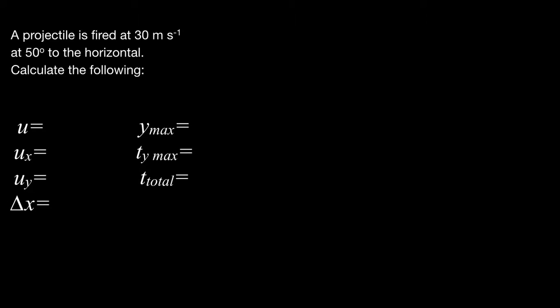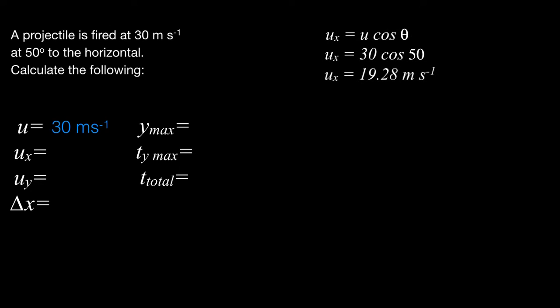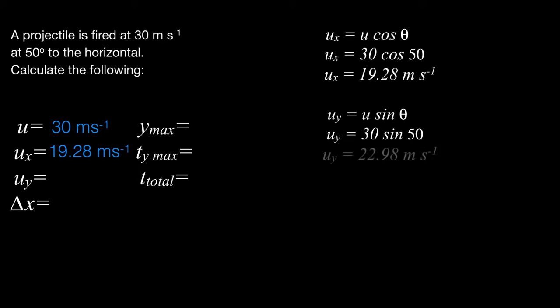A projectile is fired at 30 meters per second at 50 degrees to the horizontal. Calculate the following. We're given the initial velocity u of 30 meters per second. So firstly, in this case, determine the initial vertical and horizontal velocities. So let's do ux first, u cos theta. We get 19.28. Then we can do uy, and we get 22.98. Then let's calculate the time at max height.